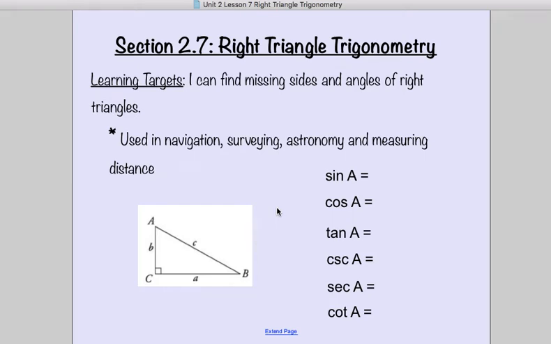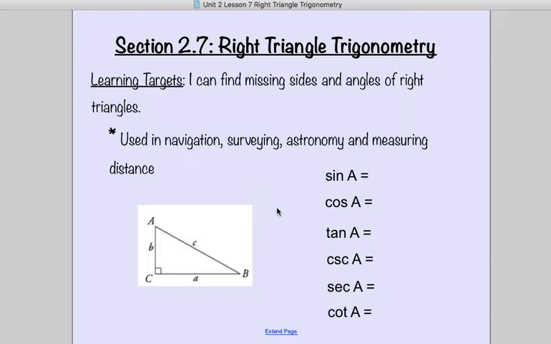Hello class, welcome to section 2.7. Today we're going to look at right triangle trig. The good news is that you guys have worked with right triangle trig before, so this is not the first time that you'll be seeing this. So your goal is that you'll be able to find missing sides and angles of right triangles.